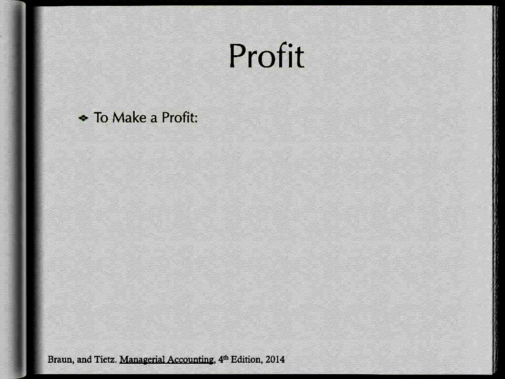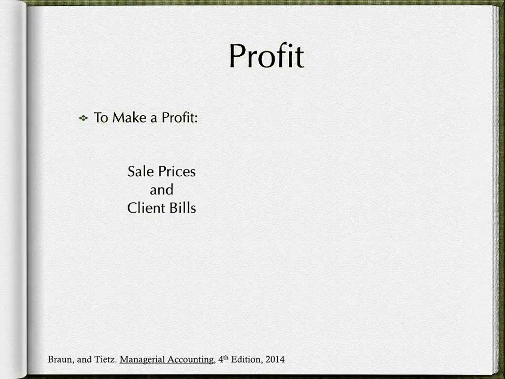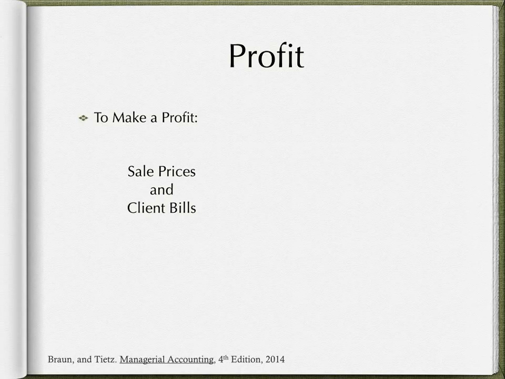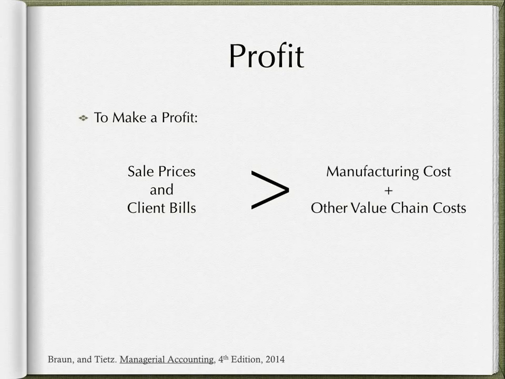In both cases, process costing and job costing are used to set sale prices and to bill clients. In order for a company to make a profit, they must set prices above the manufacturing costs plus the company's operating costs and other aspects of the value chain. If the sale price is equal to the manufacturing plus other value chain costs, then the company will break even, meaning that they will not receive a profit or a loss. However, if the price is set below total costs for all aspects of the value chain, then a company will be operating at a loss.